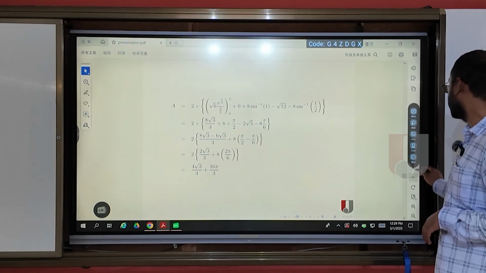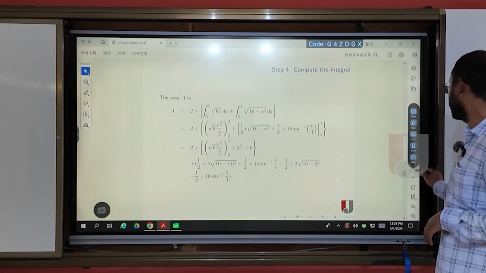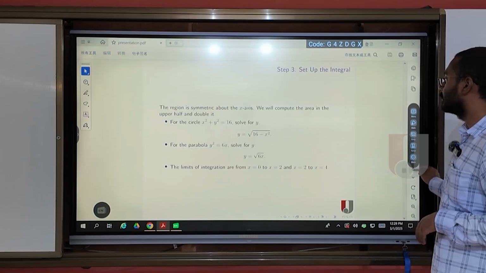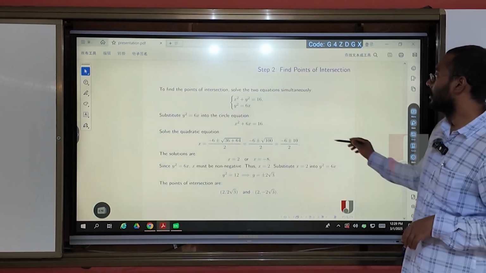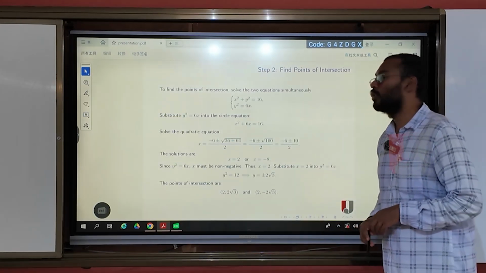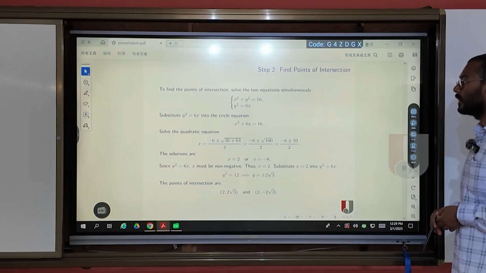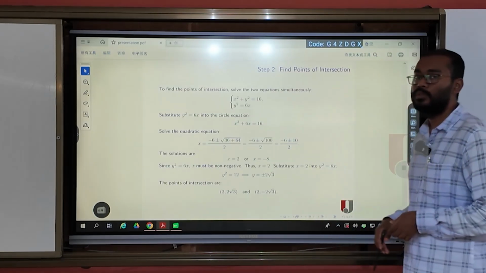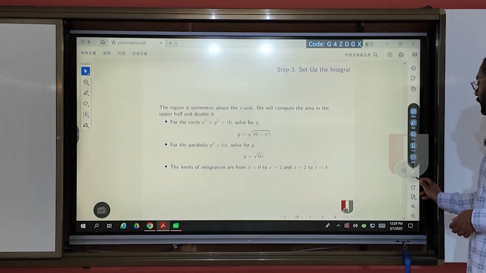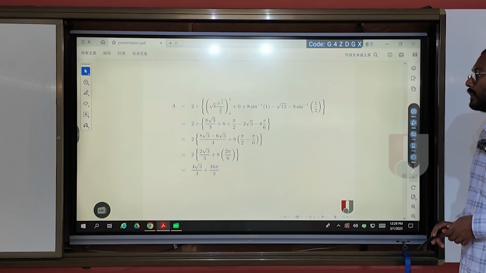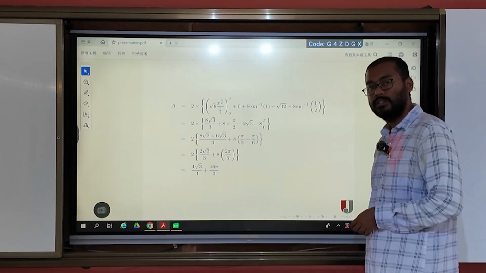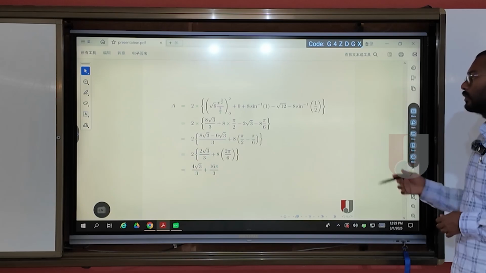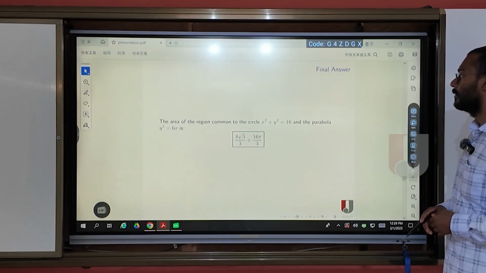So that means the area enclosed by x square plus y square equal to 16 and y square equal to 6x, the answer is coming 4 root 3 by 3 plus 16 pi by 3. That is the area answer. So it is a kind of difficult problem, so you can do it. Okay.